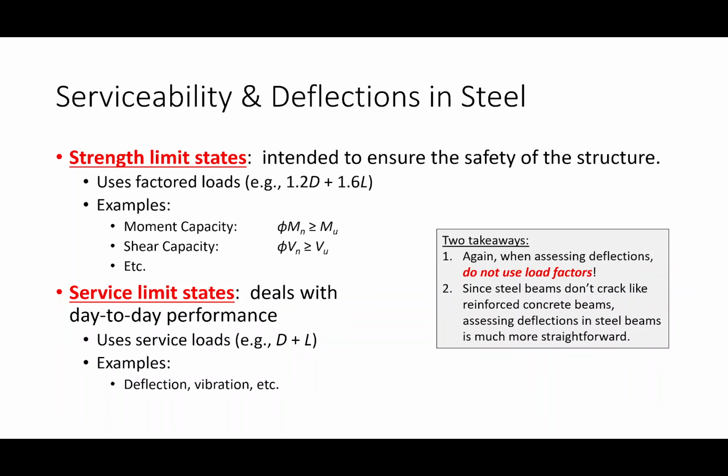Service limit states deal with day-to-day performance. And the most common example of service limit states in beam design are deflection limits. Okay? So when we look at deflections, we do not factor the loads. Because if a beam deflects too much, yeah, that sucks, but it doesn't mean it's going to fall down and kill somebody. Okay? So when we're dealing with fall down and kill people limit states, like strength limit states, we factor the loads. We don't factor them for deflections. So it's a really easy thing to miss. But yeah, we don't factor loads for deflections.